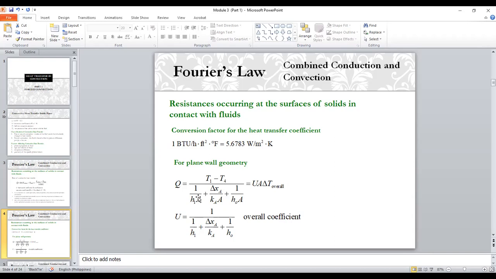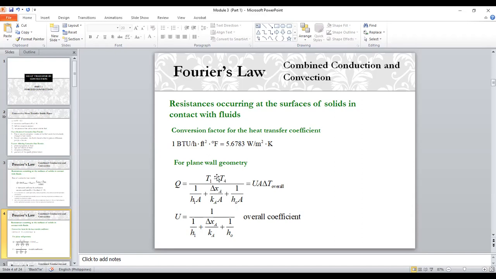This could be labeled as H sub I, and this could be labeled as H sub O, inner and outer convective heat transfer coefficients, or it could be labeled as H sub 1 and H sub 0. Now, where is the conductive resistance that is being accounted in here? Because we're talking of combined conduction and convection. The conductive resistance is in the middle term.